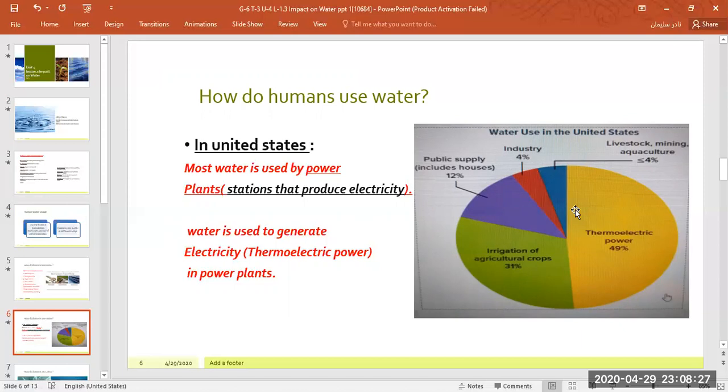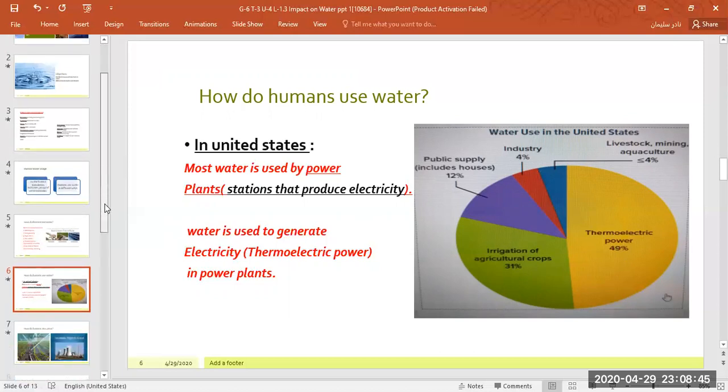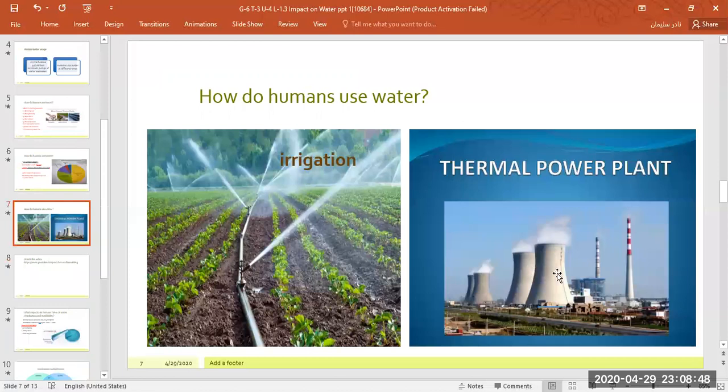as we saw here, the highest percentage in the United States, 49% of water, is used for generating electricity by thermoelectric plants or thermoelectric power in power plants. Okay, let's see the picture of the power plant. So we can see here that these stations use water. They also use a change in temperature for generating electricity. Irrigation system, as you see here, these are pipes on the surface of the soil that distribute water for the crops.